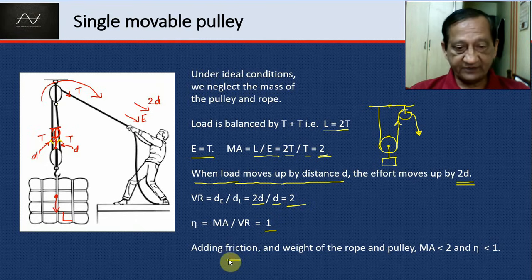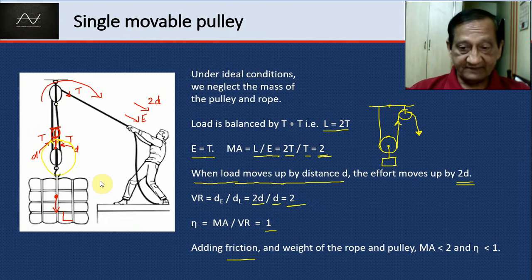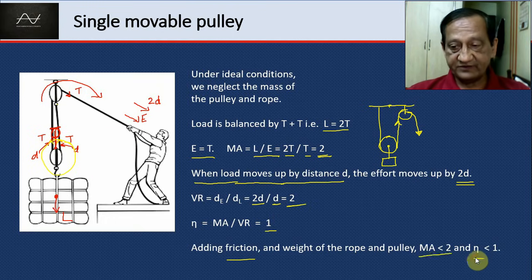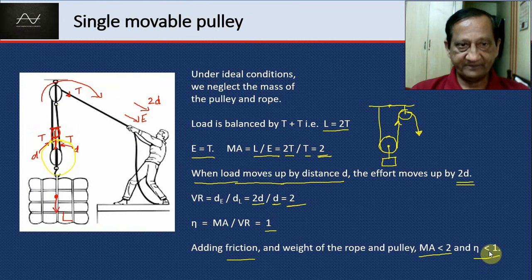Again, if you add friction and also the weight of this pulley itself, then the mechanical advantage will reduce and efficiency will become less than 1. Single movable pulley.